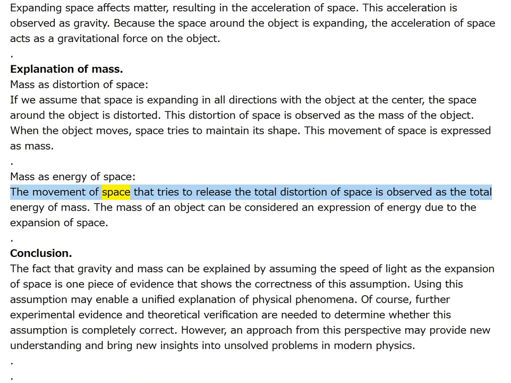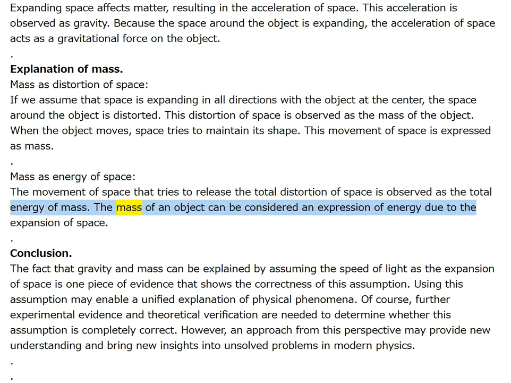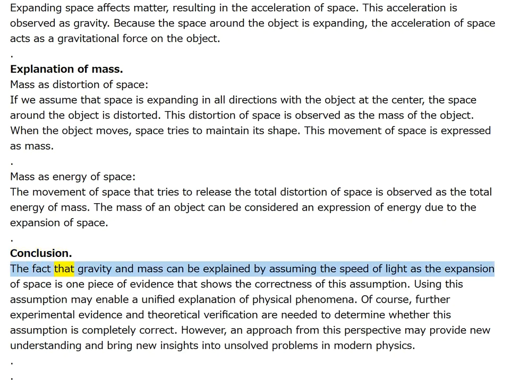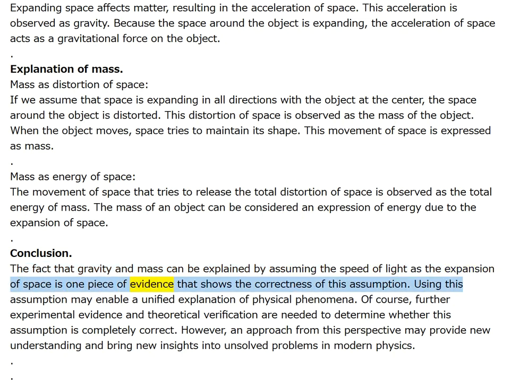The movement of space that tries to release the total distortion of space is observed as the total energy of mass. The mass of an object can be considered an expression of energy due to the expansion of space. Conclusion. The fact that gravity and mass can be explained by assuming the speed of light as the expansion of space is one piece of evidence that shows the correctness of this assumption.